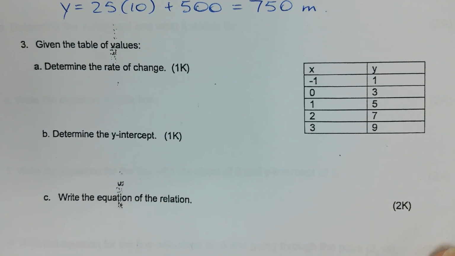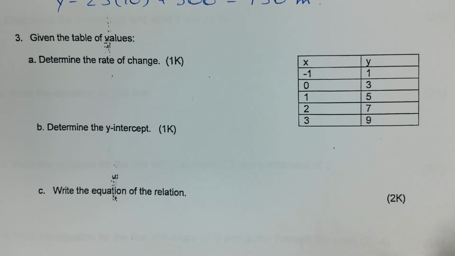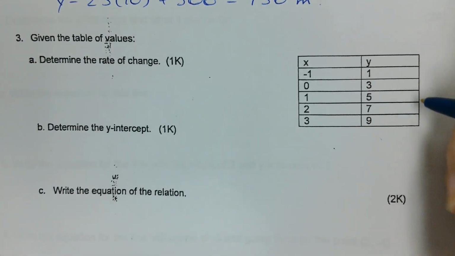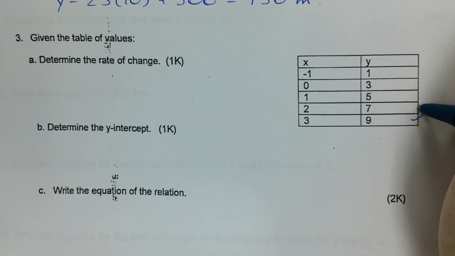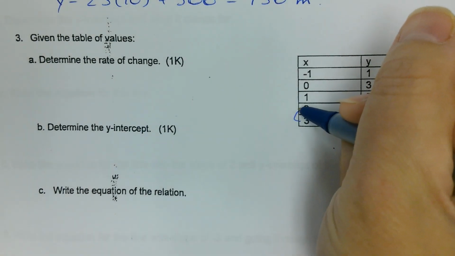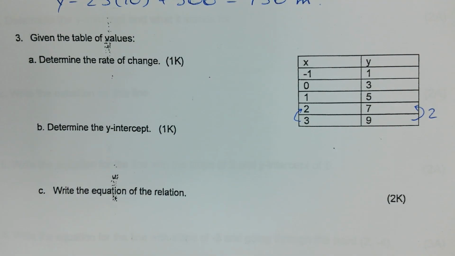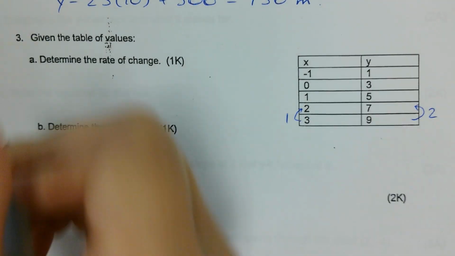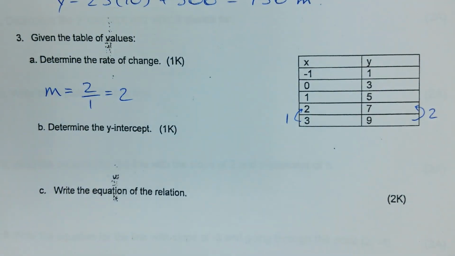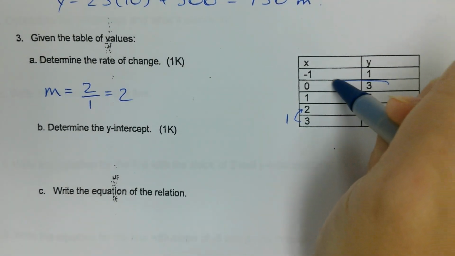Okay, given the table of values, determine the rate of change. Okay, yeah, we could do this one. So determine the rate of change. What is my first difference here? 2. All right. What about the difference in x? 1. So my slope is... Good job. So it's 2. 2 divided by 1. So it's 2. What's my y-intercept? 3. Good.